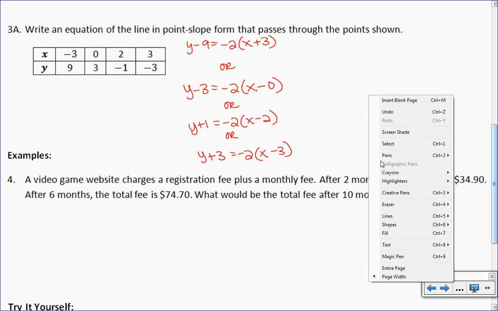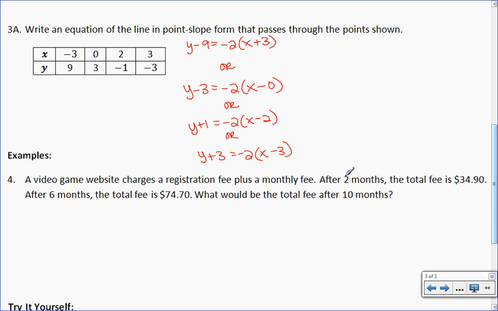Alright. What we want to do with this one is think of this as an XY relationship. So we know after 2 months, the total fee is $34.90. So the fee depends on how many months you've had this membership or access to this website. So the months will be the independent variable, or X, and the fee will be the dependent variable, or Y. So same thing here. After 6 months, this is X. The fee is $74.70. That's Y.